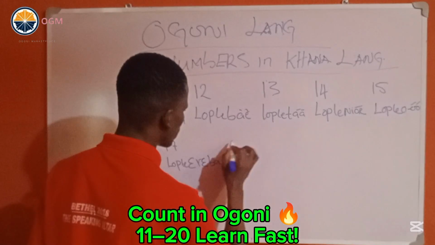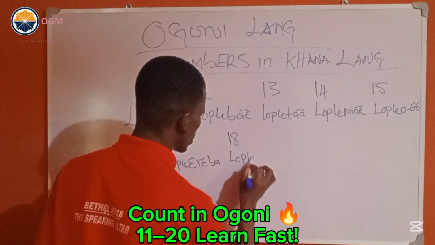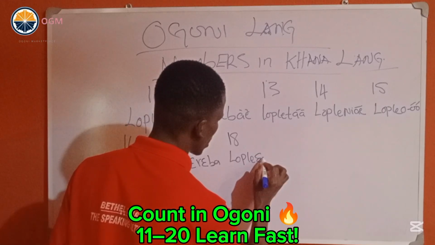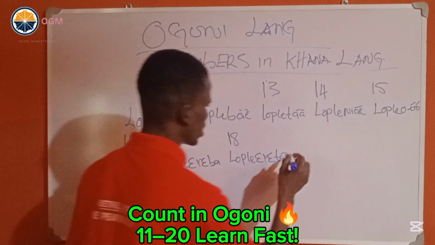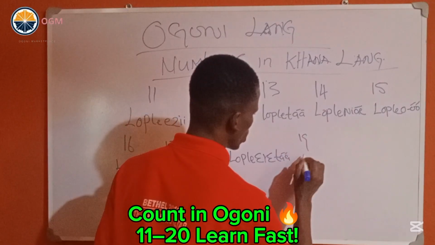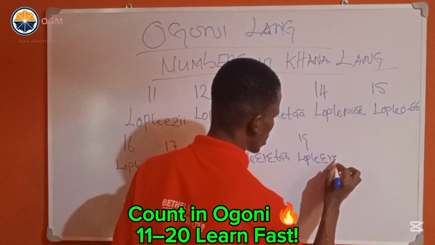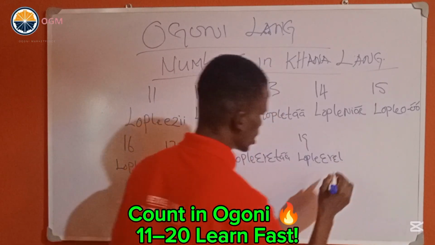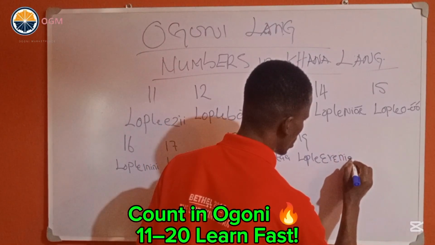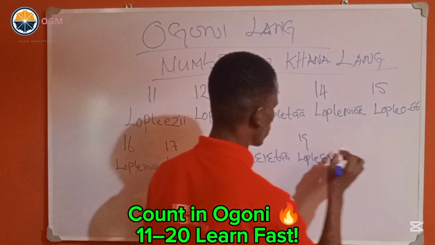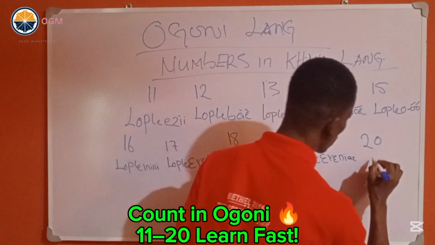Here we have 18, which is Lop, le, eleta. Here we have 19, which is Lop, le, elenia. And here we have 20, which is tup.